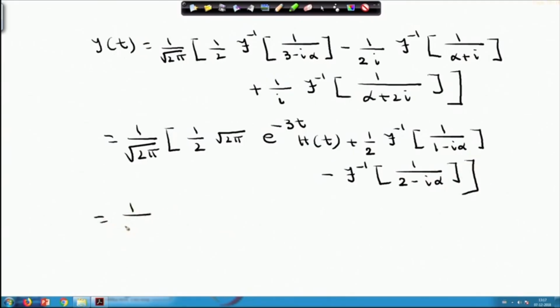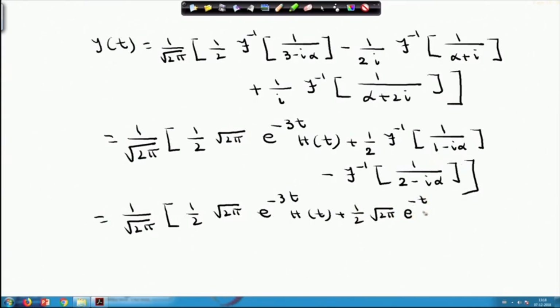So, once I am writing it in the form of a minus i alpha, directly I can put the values. So, this equals 1 by root 2 pi, half into root 2 by pi e^(-3t) into h(t), plus half into root 2 by pi, here a is 1, e^(-t) into h(t), minus root 2 by pi, here your a is 2.